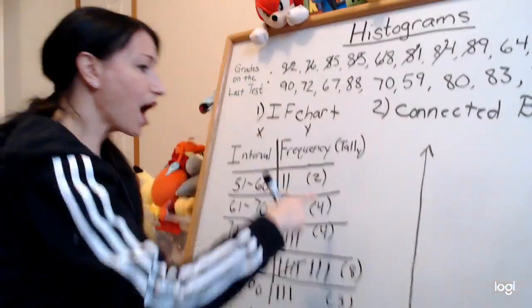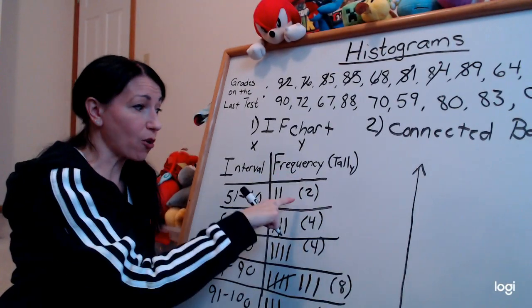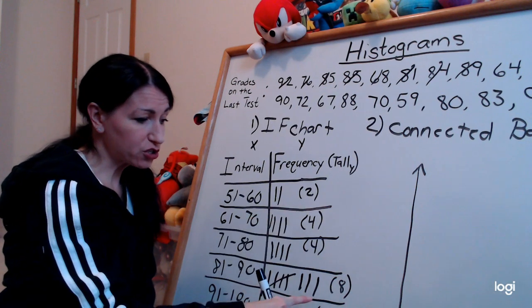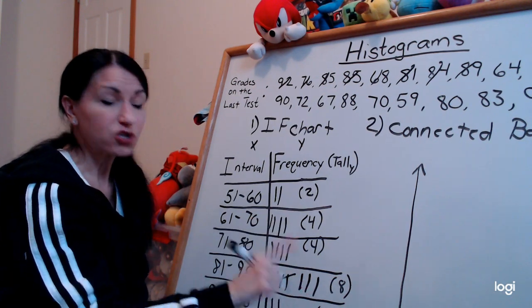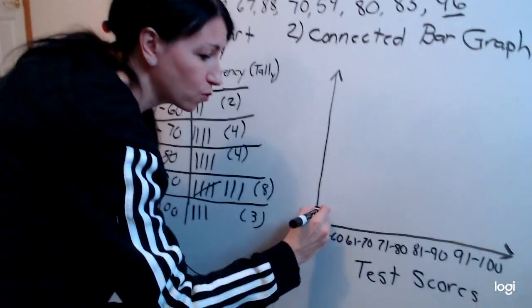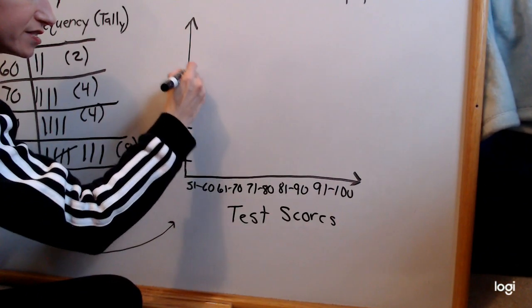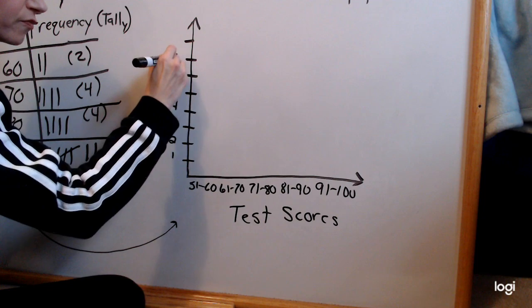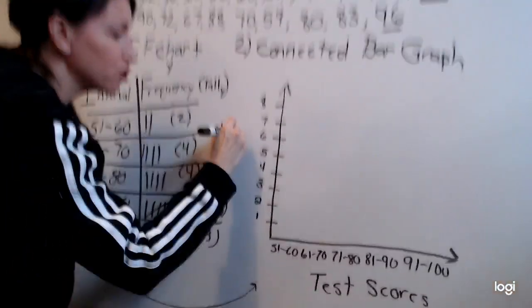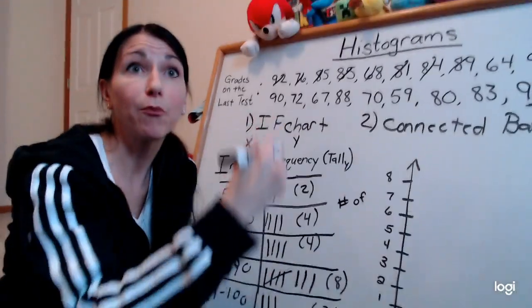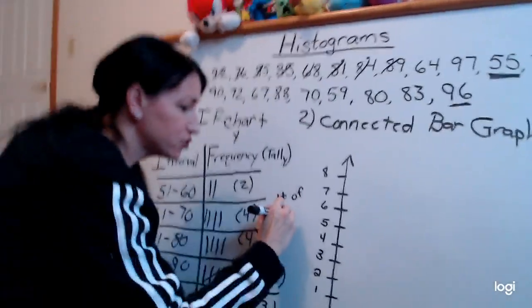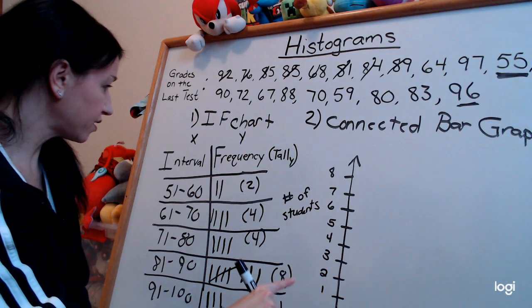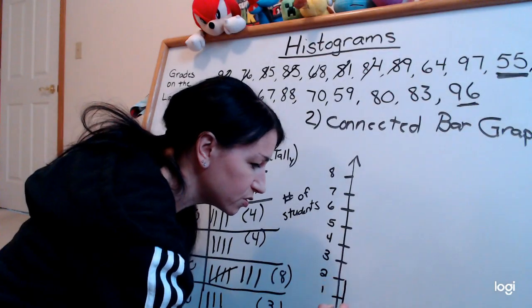So then my y-axis is the frequency. I'm going to show how many tally marks it got. So my smallest number's 2, my biggest number's 8. So I'm just going to go by ones. 1, 2, 3, 4, 5, 6, 7, 8. And again, I'm going to label. And this time, when you label your Y with a histogram, it's always going to be number of. So this is number of students who got the grades. So 51 to 60, there were 2. So I make my bar.